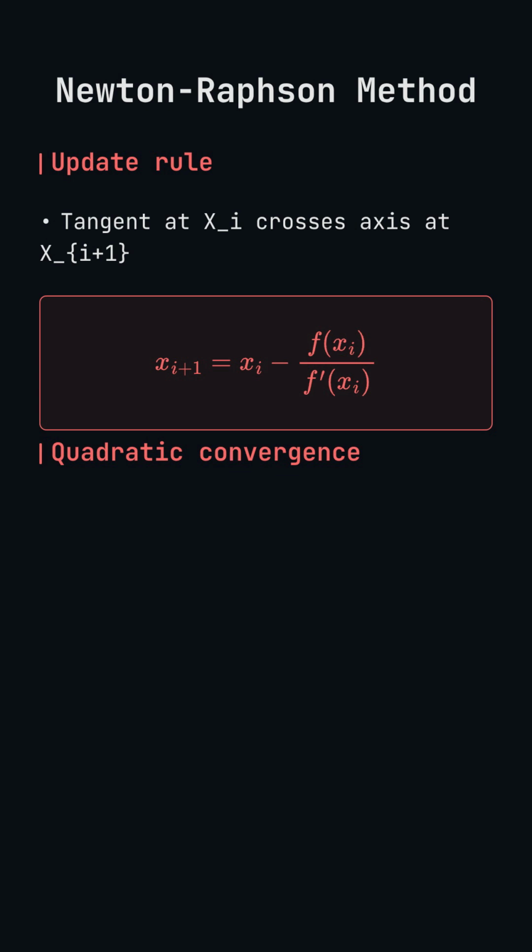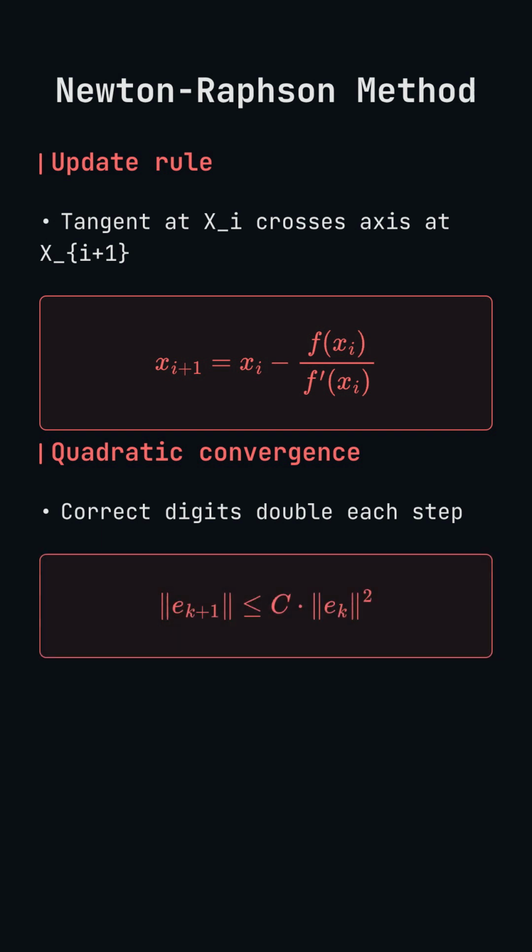The key property of Newton-Raphson is that the number of correct decimal places doubles with every single iteration. Starting from even a rough guess, you reach machine precision in 5 to 8 iterations. Bisection needs 50 steps, where Newton-Raphson needs 5. This is quadratic convergence. The error is squared each step.